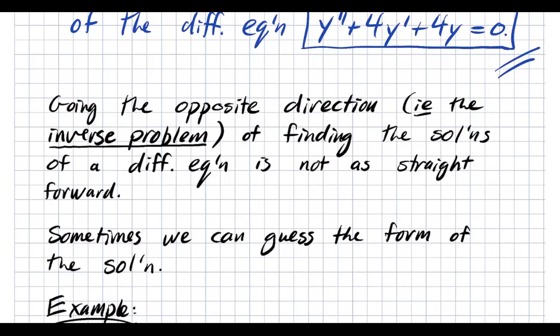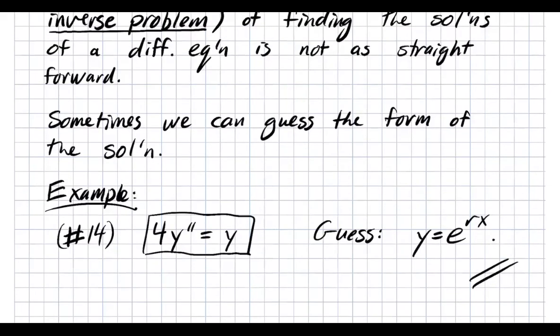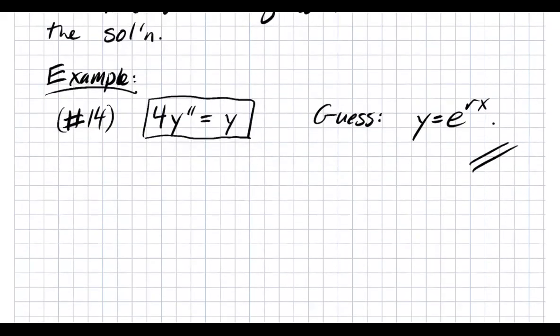So this is the more difficult, what's called an inverse problem. There are a lot of inverse problems in mathematics, and usually they're all of this form. Going the forward direction is easy, going backward is not as straightforward. However, in some cases, a good technique to find a solution to a differential equation is to guess the form of the solution. So here's an example of that.